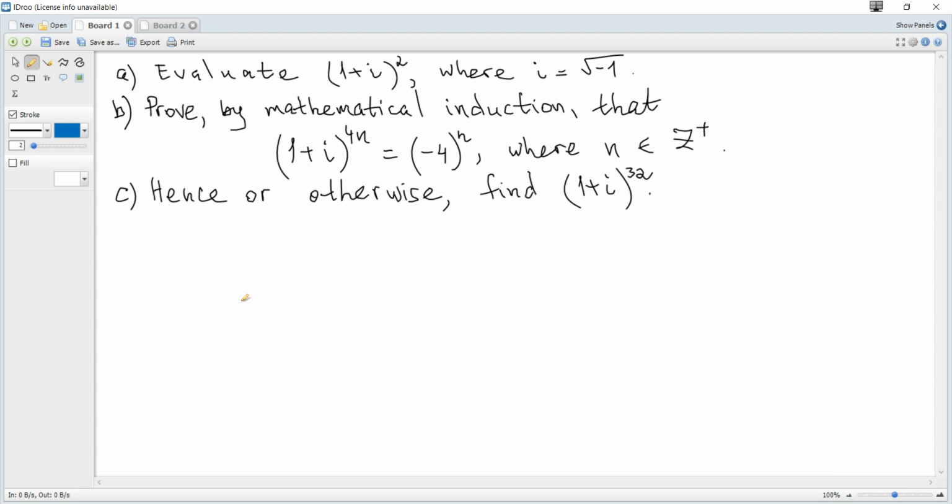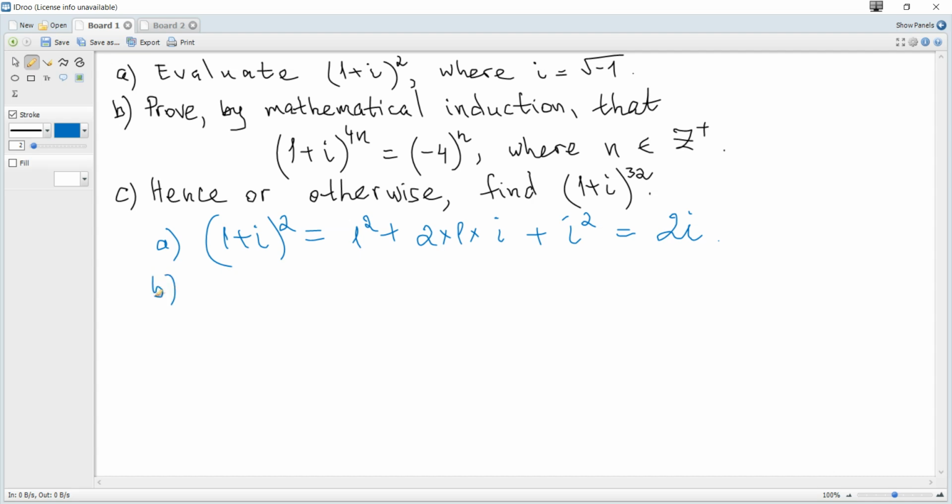Evaluate (1 + i)², where i is the square root of -1. So we need to expand it using the formula (a + b)². It becomes 1² + 2 × 1 × i + i², and i² is -1. So it becomes 1 - 1 = 0, so it's just 2i.